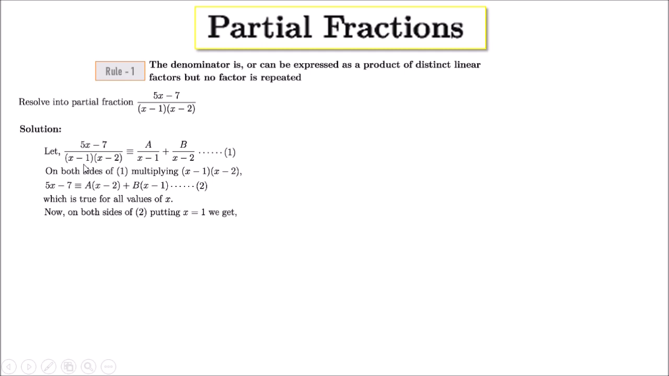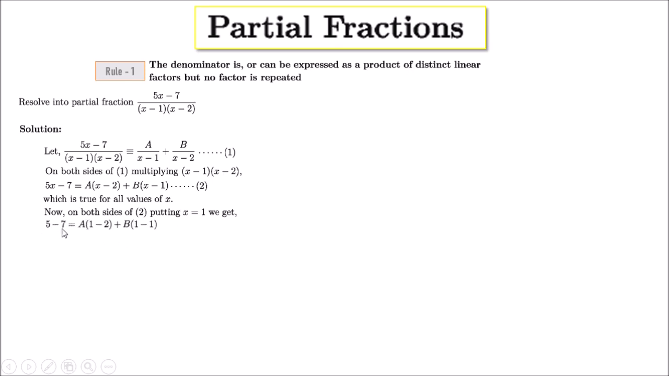What are the factors? There are two factors. One is x minus 1, another one is x minus 2. So, from x minus 1, you can get a value that makes it 0, that is 1. So, if you put 1 here and 1 here, you will get a value. That's why I am just putting x equal to 1.